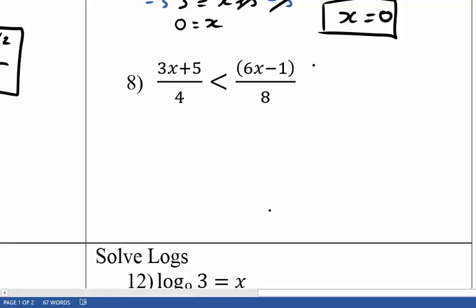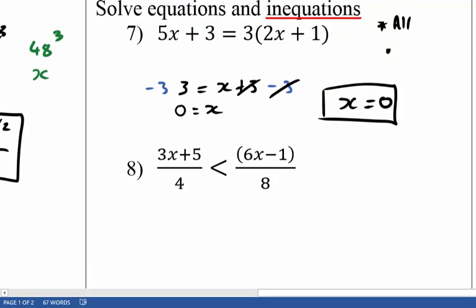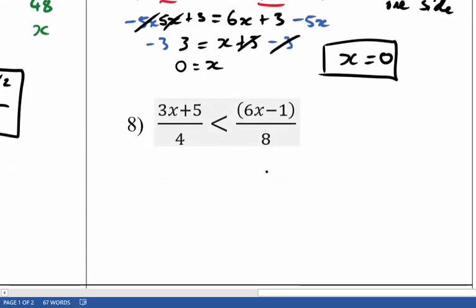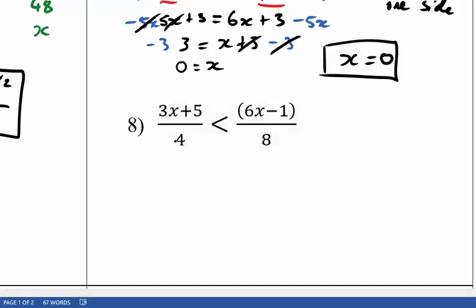So you want to make it kind of look like this, where it's all in one line, rather than having over 4 and over 8. So to do that, I need to get rid of that 4, I need to get rid of that 8. And to do that, I ask myself, well, what is that 4 currently doing to this side?